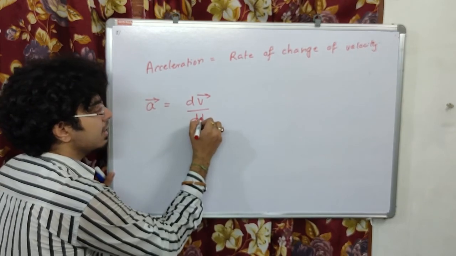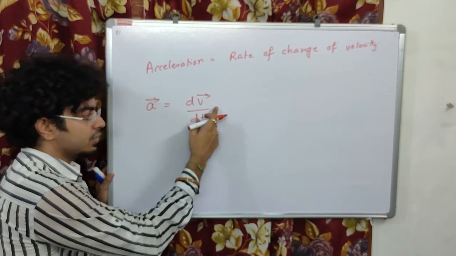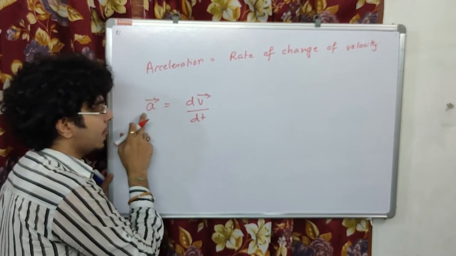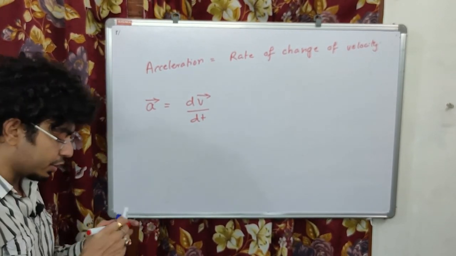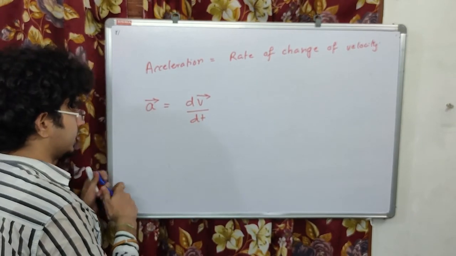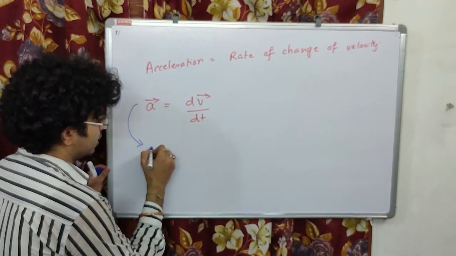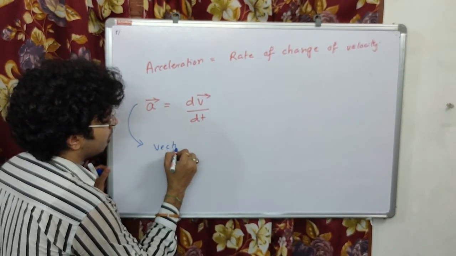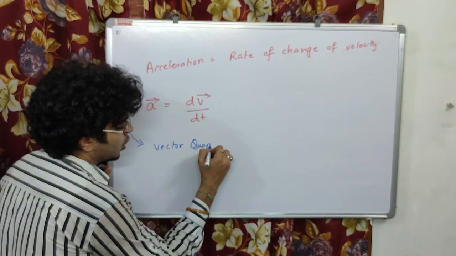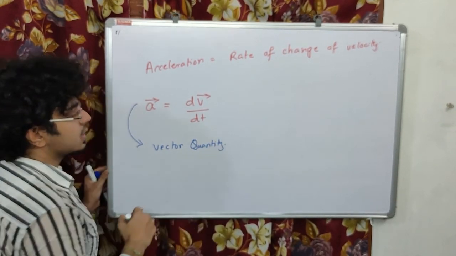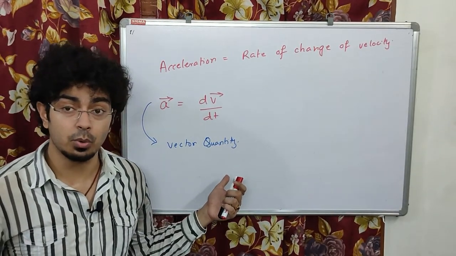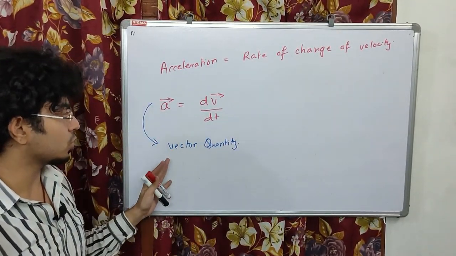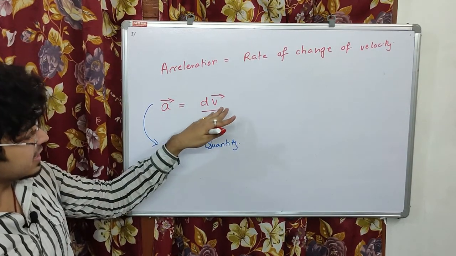That means very small change in velocity within very small interval of time. Now why have I put an arrow over the a? Because acceleration is also a vector quantity. This is clear to everyone. Acceleration is equal to dv by dt. So acceleration can be written as dv by dt.